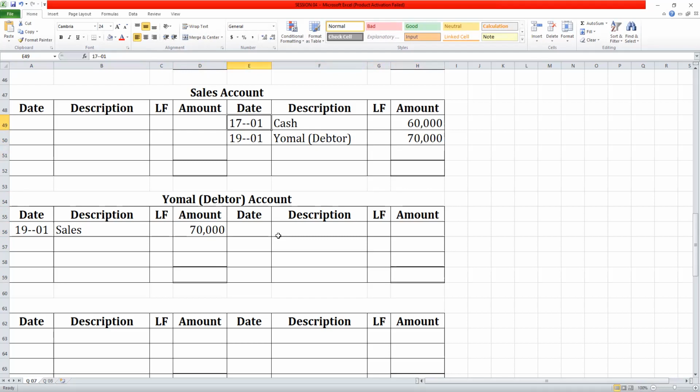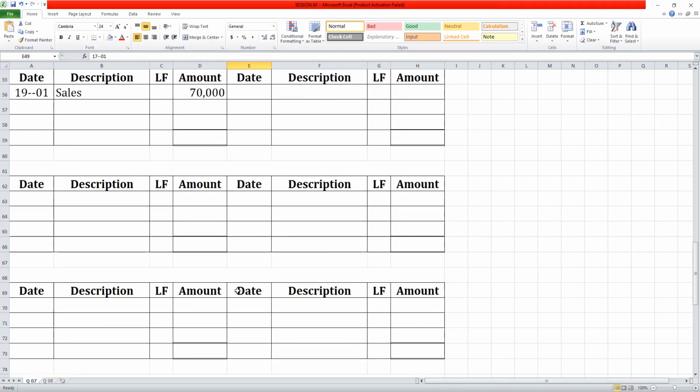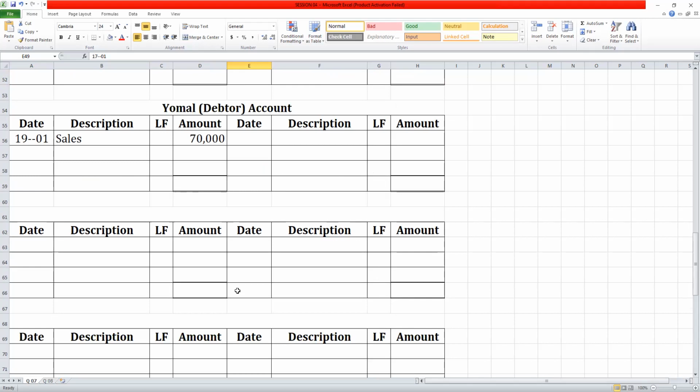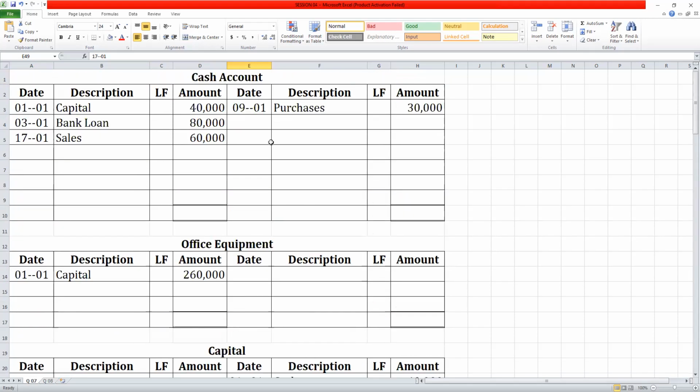Right. Next one. Paid staff salary is 15,000. Again, the cash account is involved because this payment was made through cash. So, credit the cash account. The date is 22nd of January. It is paid for staff salaries.